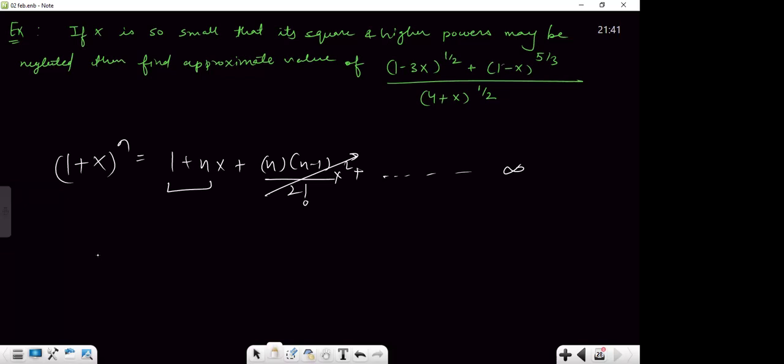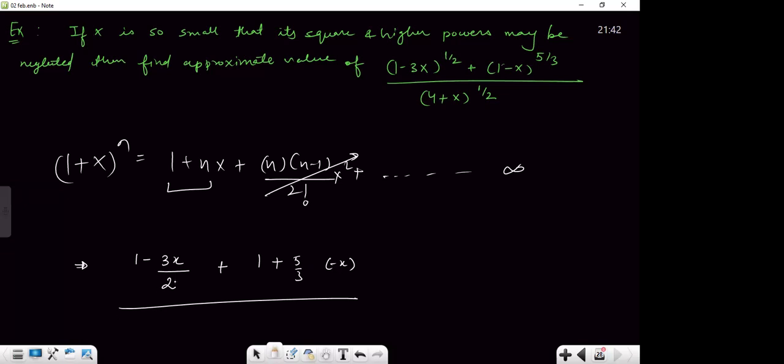So (1 - 3x)^(1/2) will become 1 - 3x/2. Why? We have simply multiplied half with x, whichever x is there. n is half, x is -3x. For the next expansion, 1 + nx, n is 5/3 and x is -x. This is not a variable, this is just a sign of multiplication. Divided by (4 + x)^(1/2).